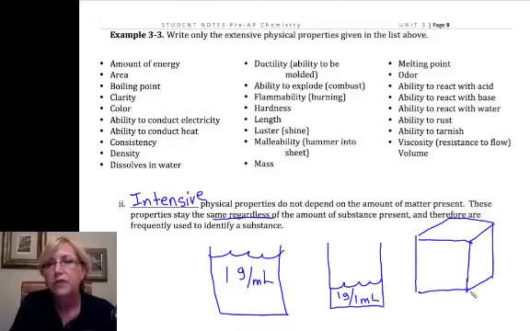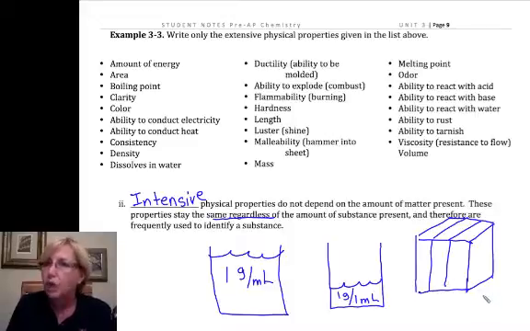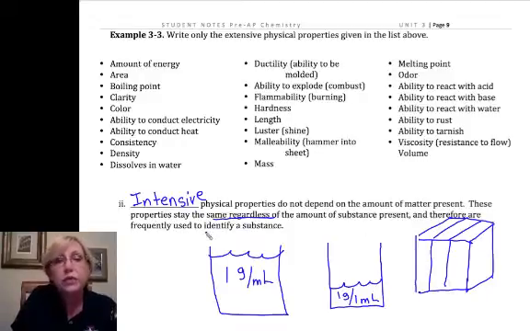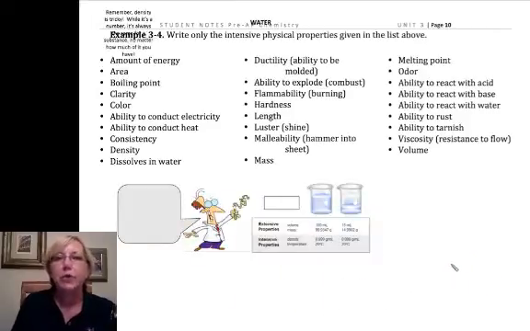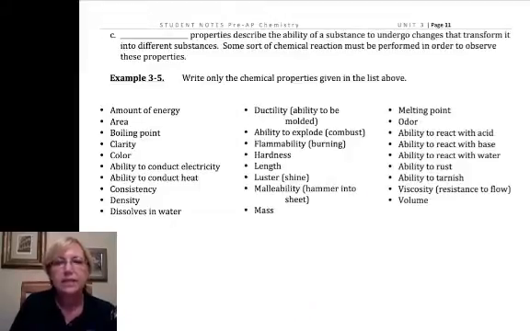Okay, so if we have a block like this, and now if I cut that block into slices, I'm not changing the density of the material. The density is the same no matter the size of the sample. And therefore, we can use density to identify a substance. Okay, we're going to come back to this list, like I said. So let's go on and fill in some more blanks.